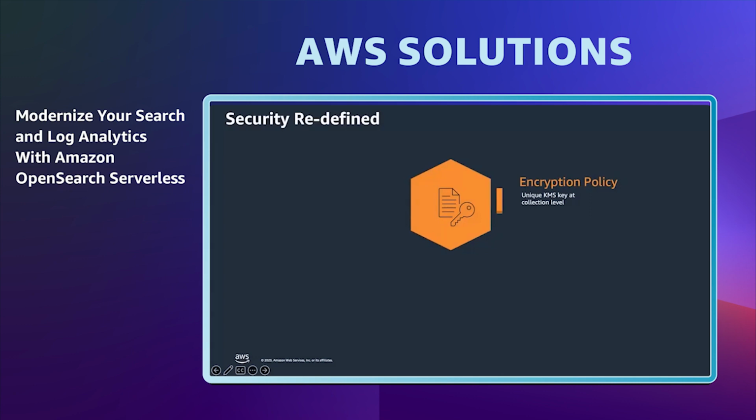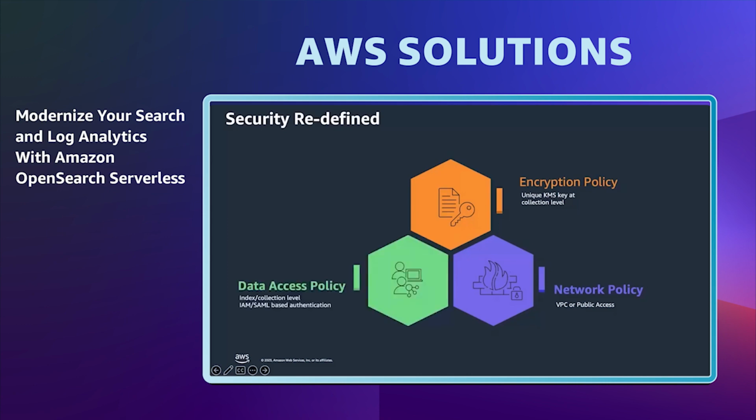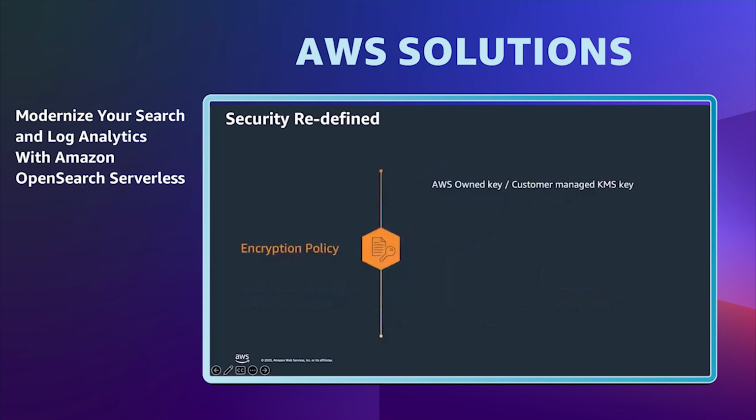So now going about the security. Security has been redefined, as I mentioned, and it's kind of rewritten with respect to OpenSearch Serverless. At first, you have an option to define the encryption key for encrypting all of your data at rest or in transit. Then you have the network policy, which could be defined to make sure if your collection should be accessible over VPC or on public internet. And then at the end, you have the data access policy. That's where you can set up the permission either at the index level or at the collection level. And then you can use IAM or SAML based authentication as well.